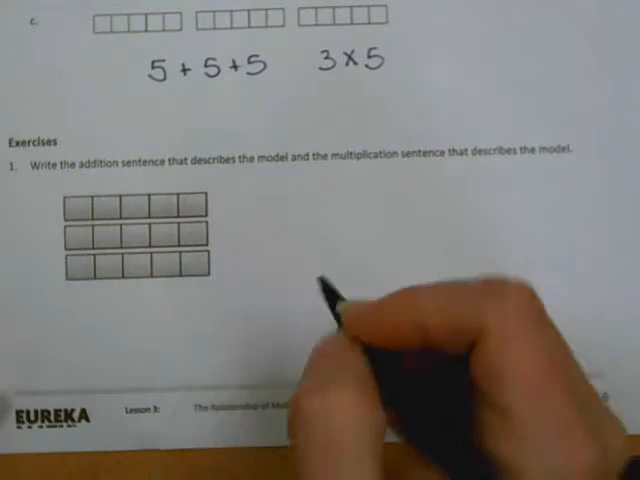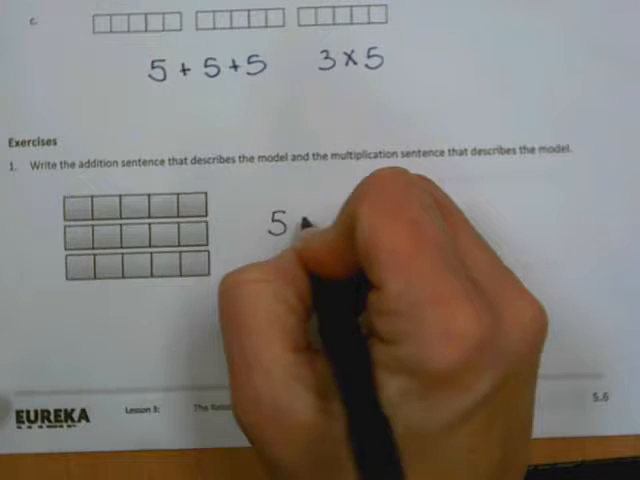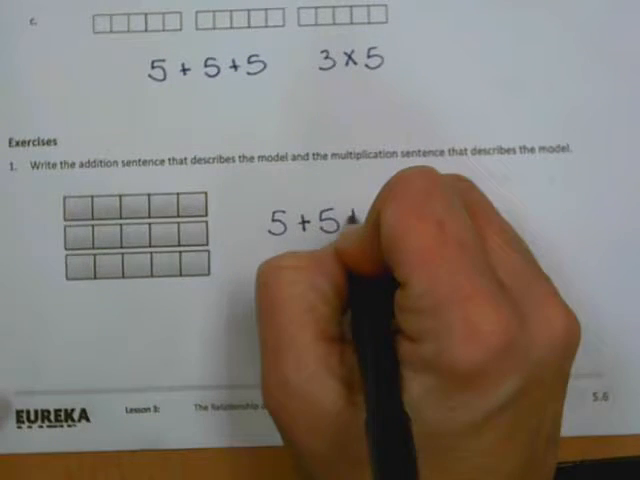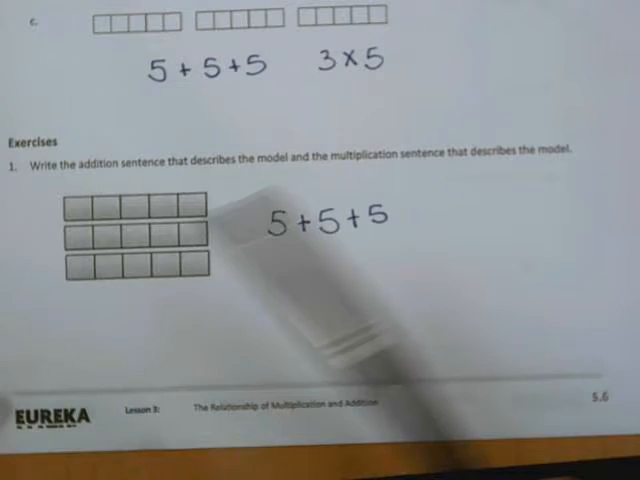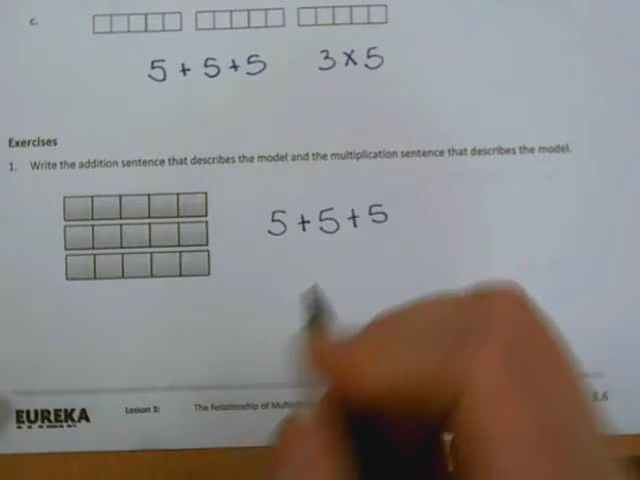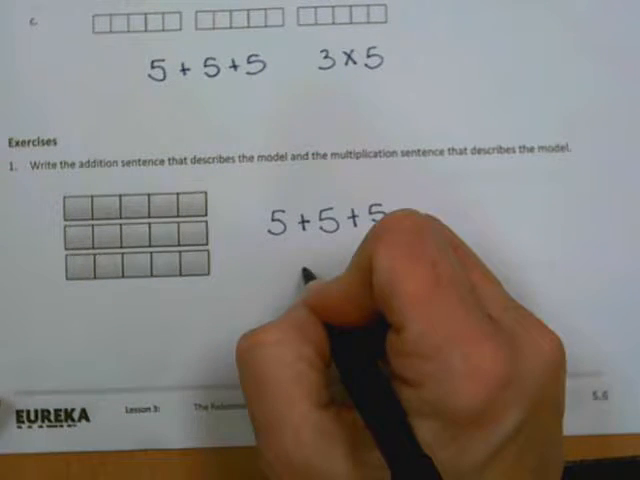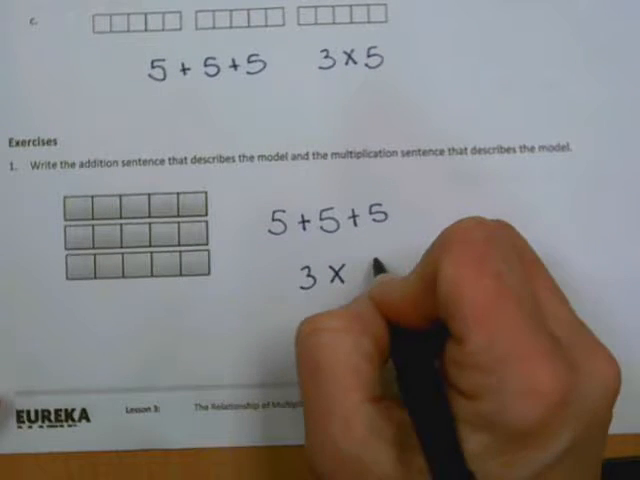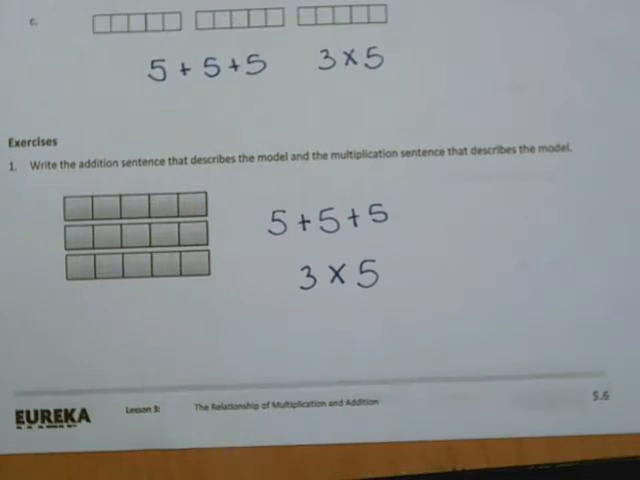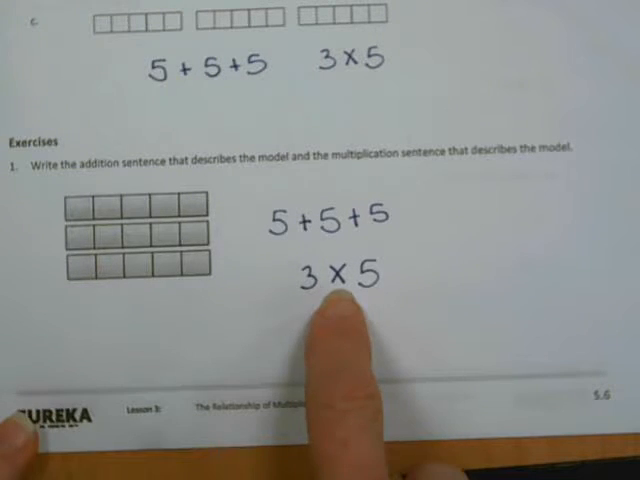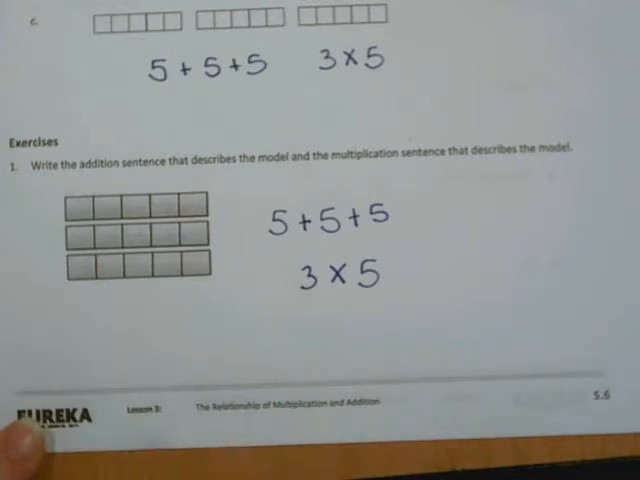So if you did this on your own, you should have written 5 plus 5 plus 5, because again, we have 3 groups of 5, and so the way we show that with multiplication is 3 times 5. Remembering that the words for the multiplication sign are groups of might help you when you're making a multiplication sentence. So now look at exercise 2.